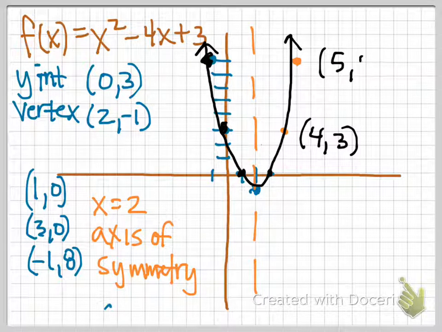I just found the points by knowing some symmetry, that these parabolas are symmetric. So that's how I found the other 2 orange points right here. I'm going to paint them black now. Great. All right, that's it. That's how you use standard form to graph an equation.